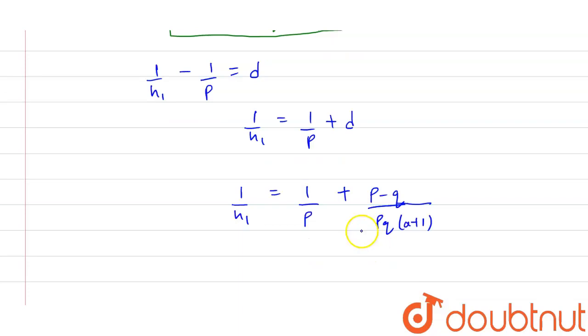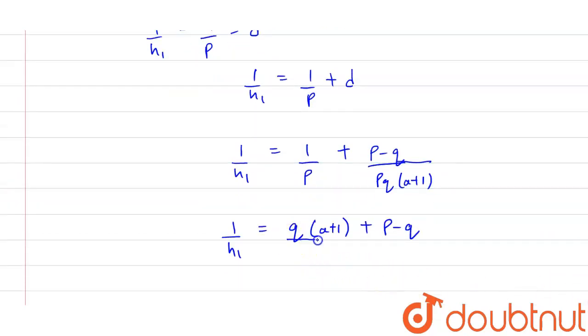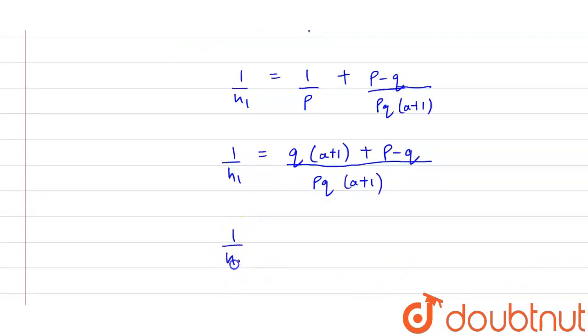Now p is common, so we have to multiply this term by (qa plus 1). So 1 by h1 is equal to (qa plus 1 plus p minus q as it is), divided by pq multiplied by (a plus 1). If we open this bracket, we get 1 by h1 is equal to (aq plus q plus p minus q) divided by pq into (a plus 1). So this q and q cancel out. We get the value p plus aq.